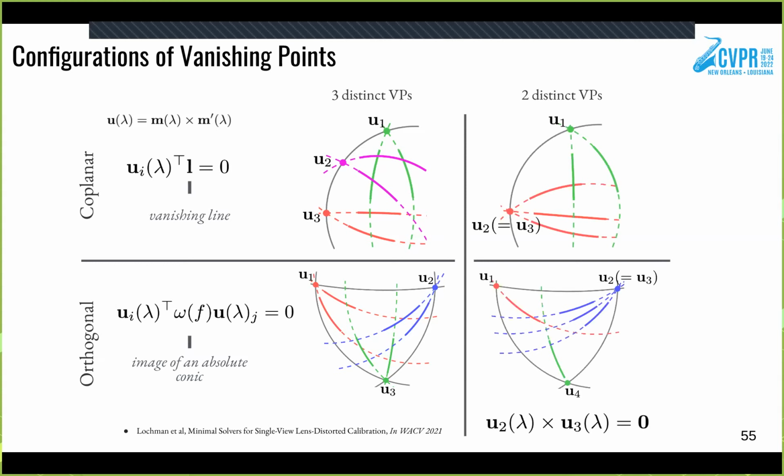And then we have the case where there are 2 distinct vanishing points only, which we don't know a priori. In that case, we treat them as 3, but we add an additional constraint that 2 of them must be coincident, with this cross product. So this is what we add into the set of equations.